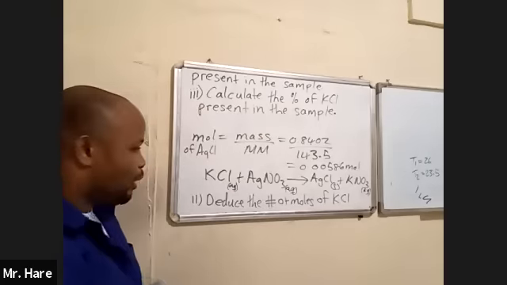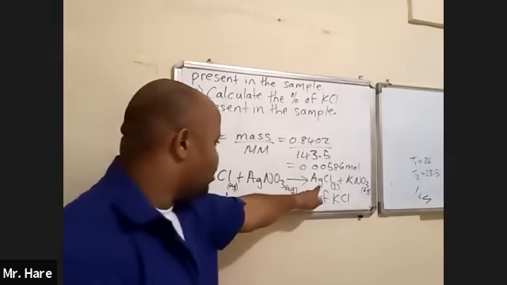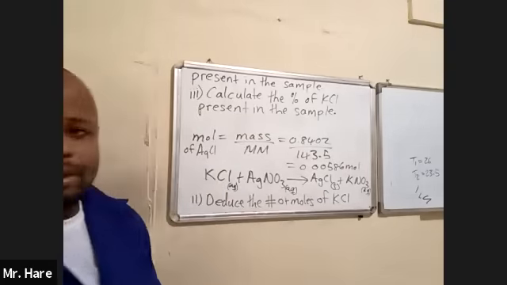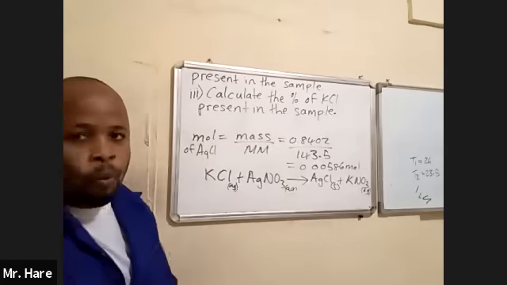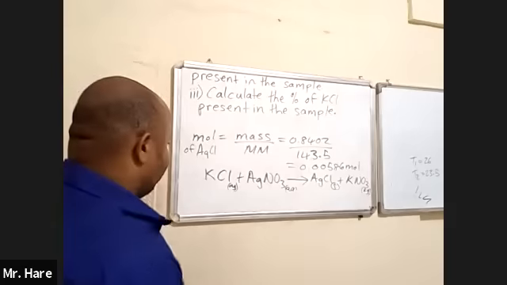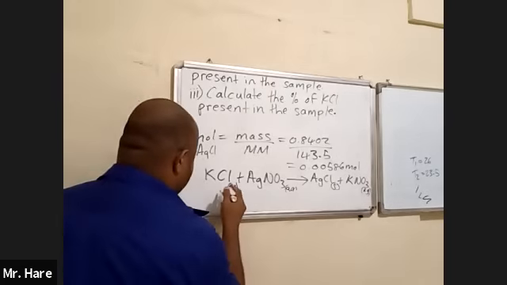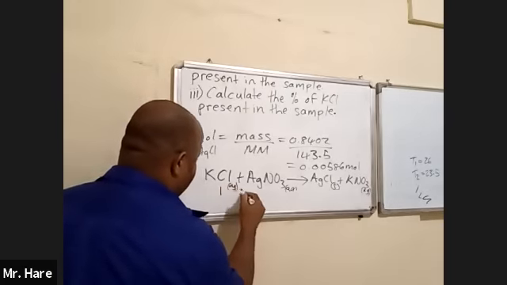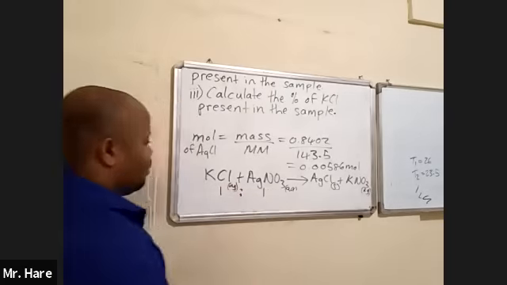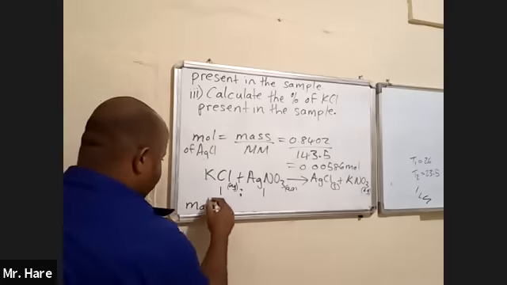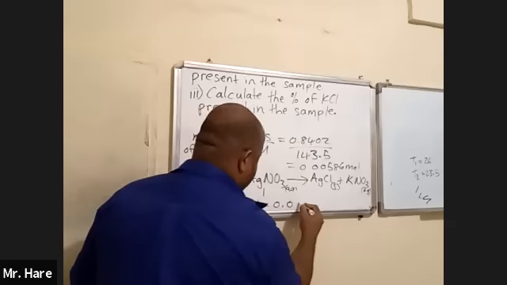So what's the mole ratio between silver chloride and potassium chloride? 1:1. Right. So since it is a 1-to-1 mole ratio, the mole of KCl is equal to what? 0.0059 mole.